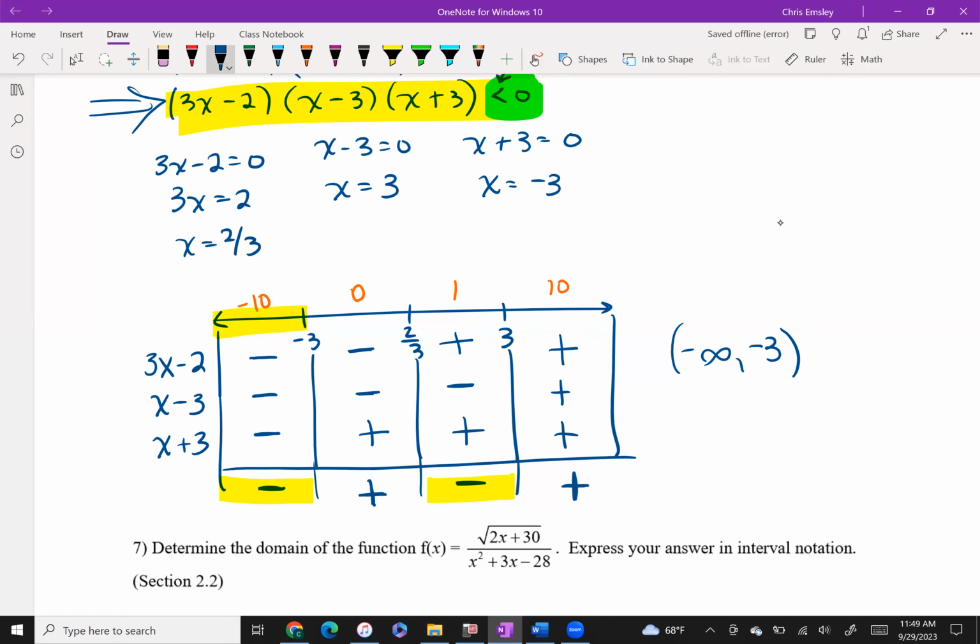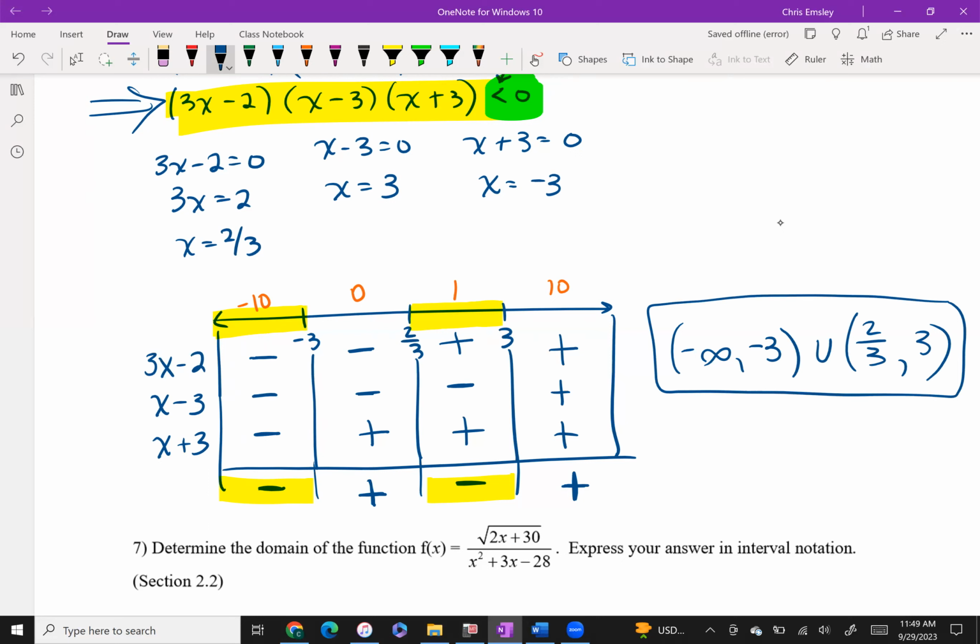Any x value in that range will give us a negative polynomial result, less than 0. Also, it's negative in this third column, which, look at our number line, goes from 2/3 to 3. So also any x values between x equals 2/3 and x equals 3 will also give me a negative result.